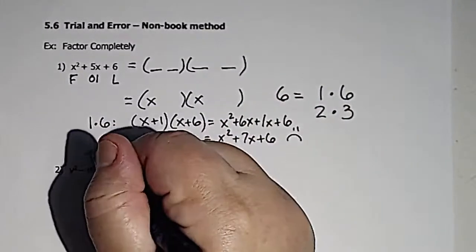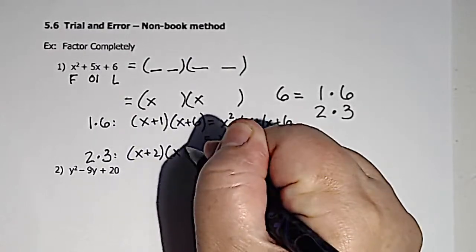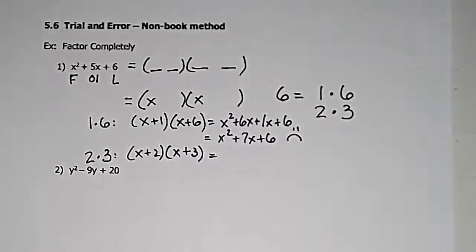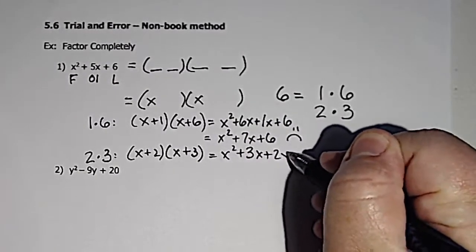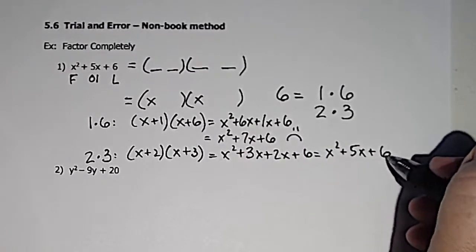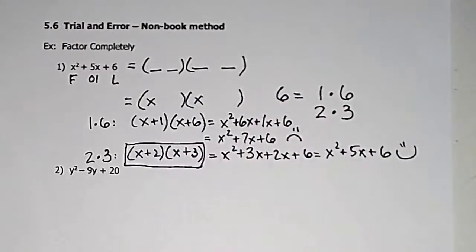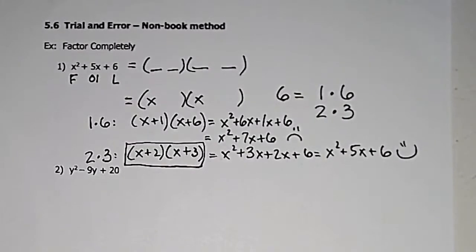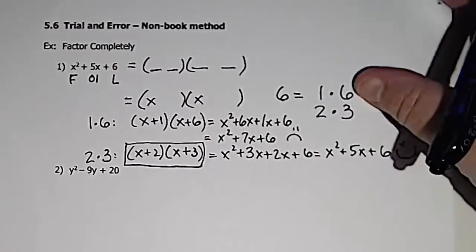So let me try 2 times 3. That would be x plus 2 times the quantity x plus 3. Okay, I FOIL it out. X squared plus 3x plus 2x plus 6. That's x squared plus 5x plus 6. That's what I'm looking for. This is the answer. And that's it. There's nothing fancy about this. You just try stuff, and if you find something that works, you stop. Okay, woohoo. That's how we're going to do the rest of this page.